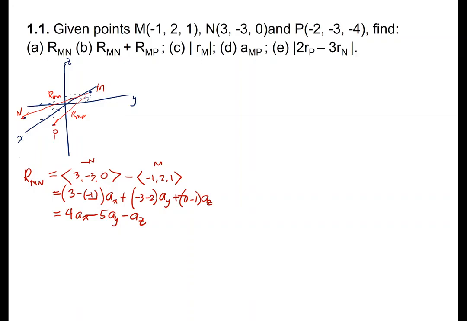This is the Cartesian coordinate system. You can also represent this one as this one. Okay, this is 4, negative 5, or negative 1. So we use this format sometimes, but this one is already an answer. Sometimes they use the ijk instead of ax, ay, and az. So letter B, this is A.